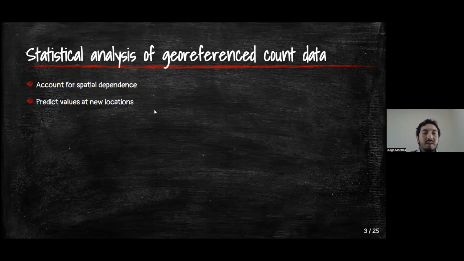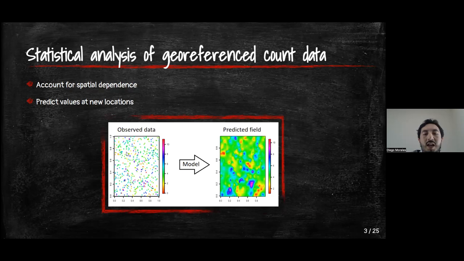So in general, we have the observed data in the plot on the left. Then we apply a model, and then we predict the whole field, in all the new locations. So this model is a stochastic model in this occasion, and that is the field in which I work. So we are working with stochastic models to manage the spatial dependence and with the tool of predicting in the new locations.